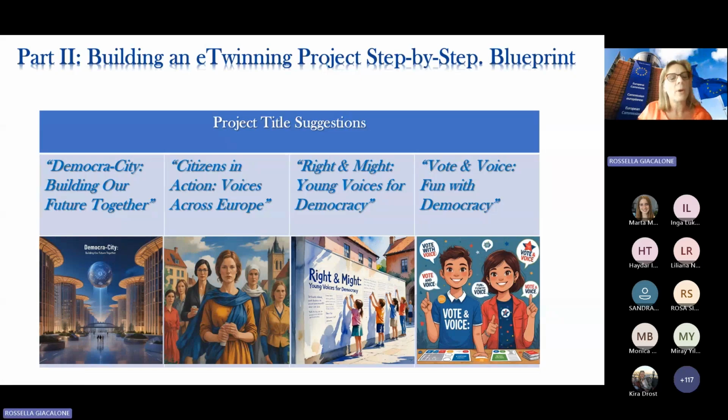One could be, for example, Democracy, Building Our Future Together. I created this image using artificial intelligence in the Canva platform. A second project could be Citizens in Action, Voices Across Europe. Again, this image has been created in Canva. Or, for example, Rights and Might, Young Voices for Democracy.